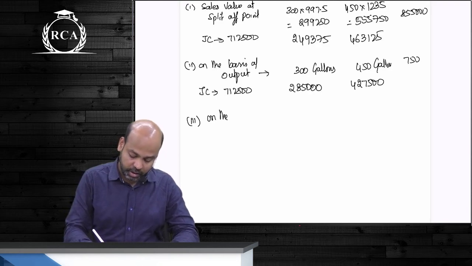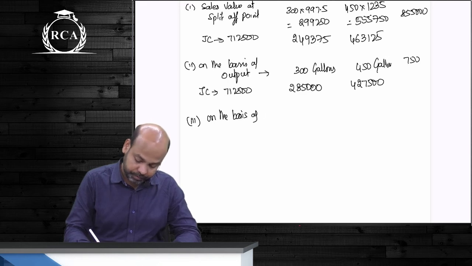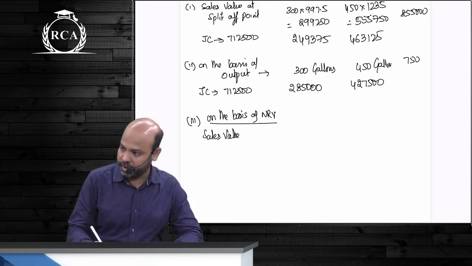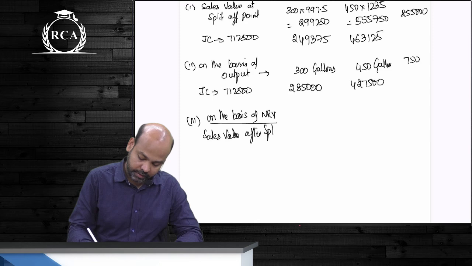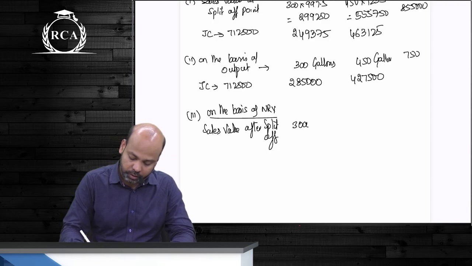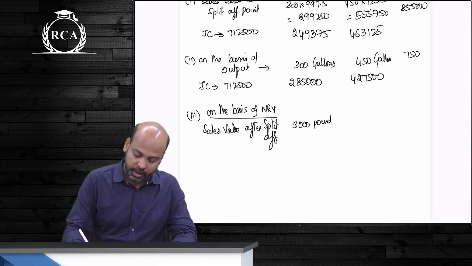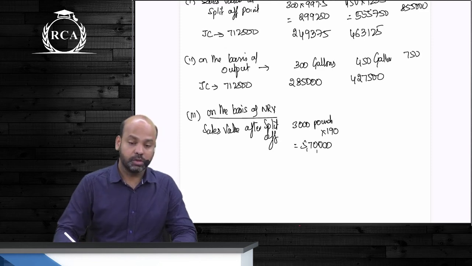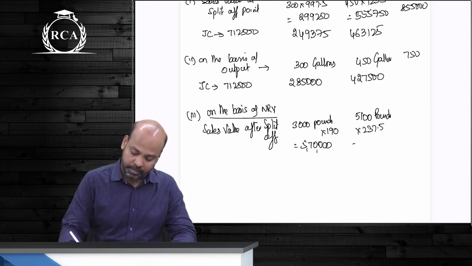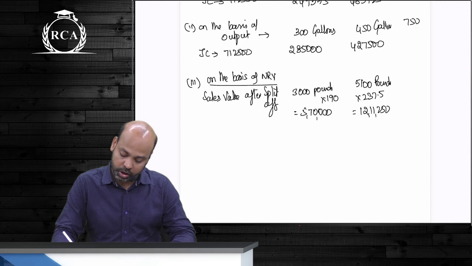On the basis of NRV. How do you compute NRV, guys? You should take sales value after split off point. Perfect, guys. Sales value after split off point. How will you write, beta? 3,000 pounds into 190. 5,70,000. Then, beta, 5,100 pounds into 237.5. How much will that be? 12,11,250. Total 17,81,250.